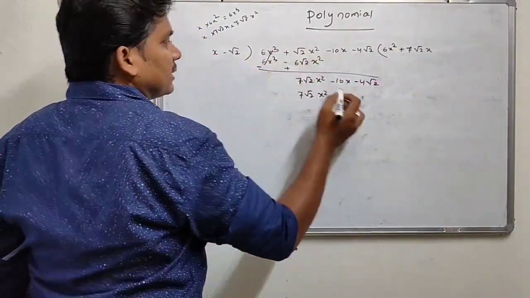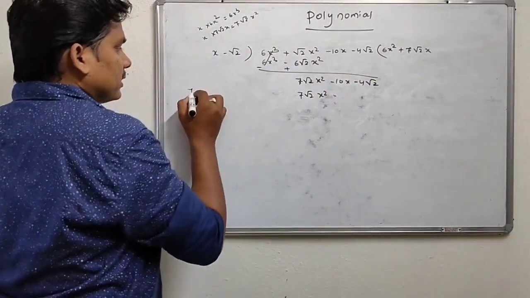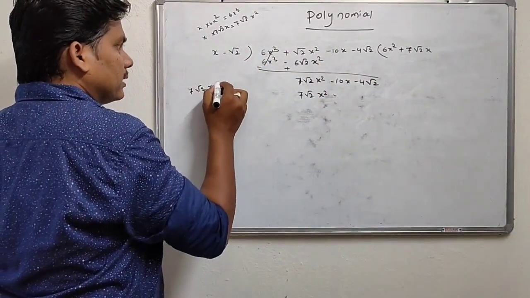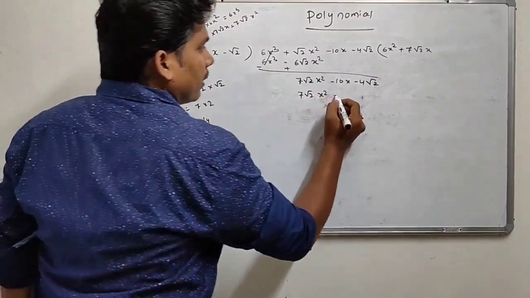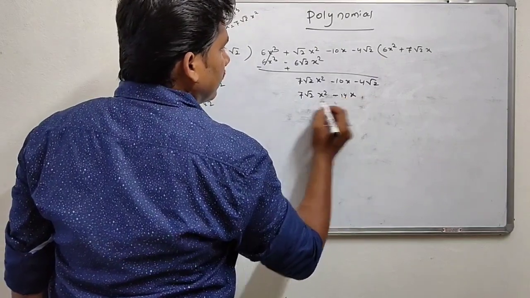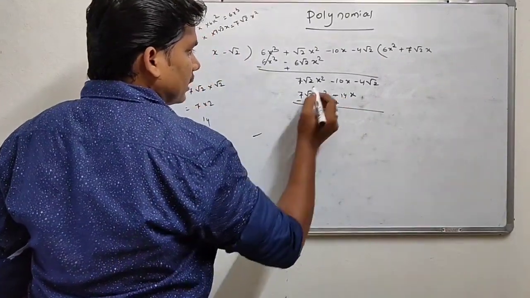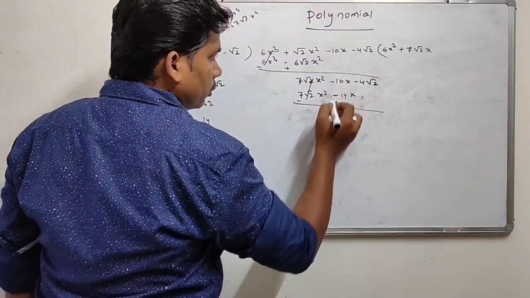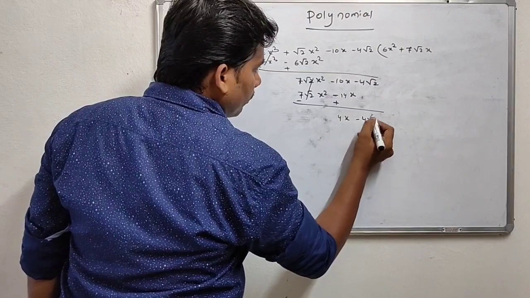And plus into minus is minus. 7 root 2 into 2 is 2. 7 root 2 into root 2 is 7 into 2, which is 14. This will be minus 14x. Now again I will subtract. This will be minus and this will be plus. These two will be cancelled out. This will be plus 4x minus 4 root 2.